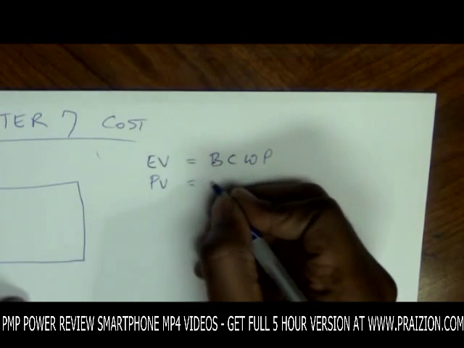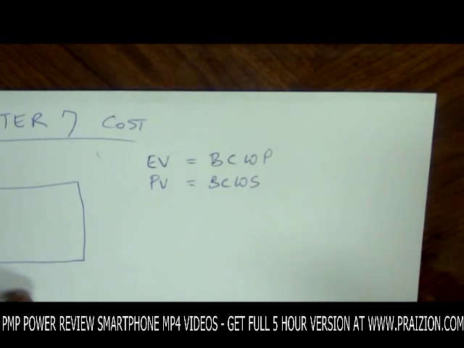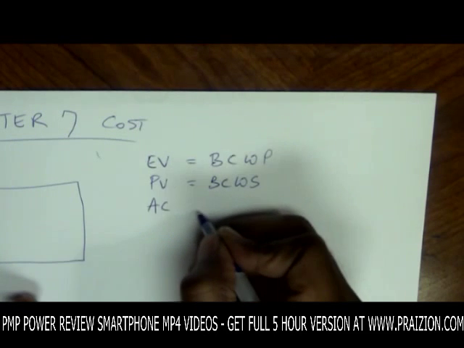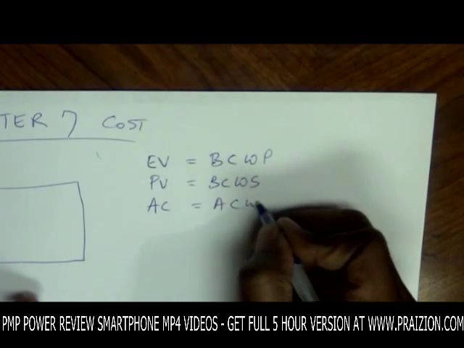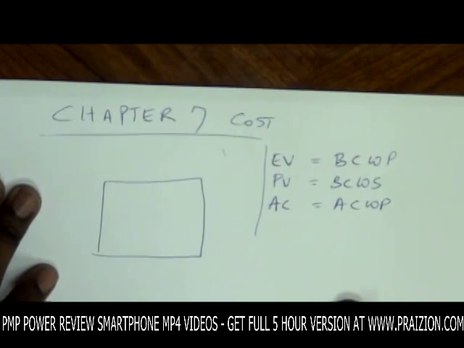Planned value is the budgeted cost of work scheduled. If I scheduled work for a particular time period, I need to be aware of how much that work was budgeted for. Actual cost is the actual cost of work performed. So hold on to that thought. We're going to work on a problem here.